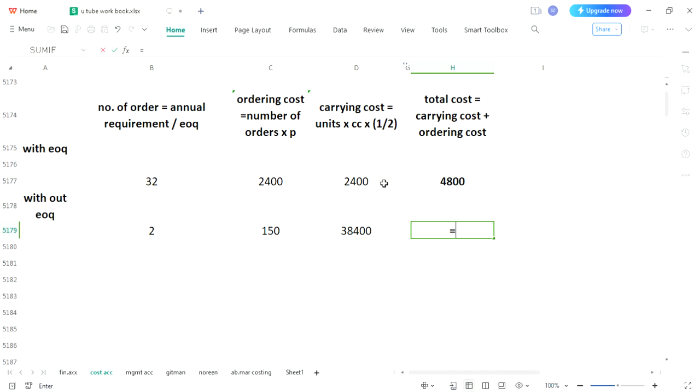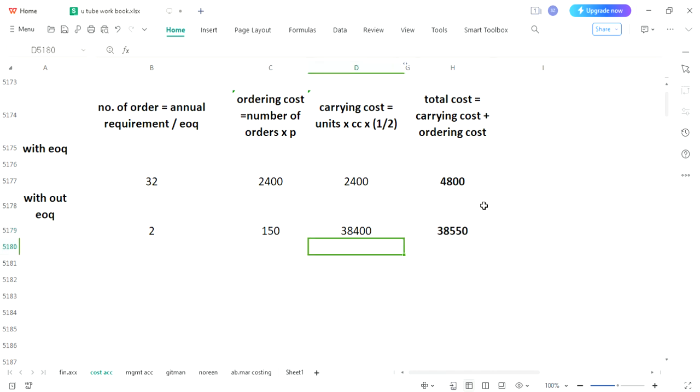Ordering cost 150, and then you need to add your carrying cost, 38,400. So our claim was, when you use economic order quantity, your cost would be at the lowest level and your benefit would be at the highest level. You were supposed to get an optimized situation, and this is our proof. With economic order quantity, your total cost is 4800, and without economic order quantity, your cost is 38,550, the highest level.